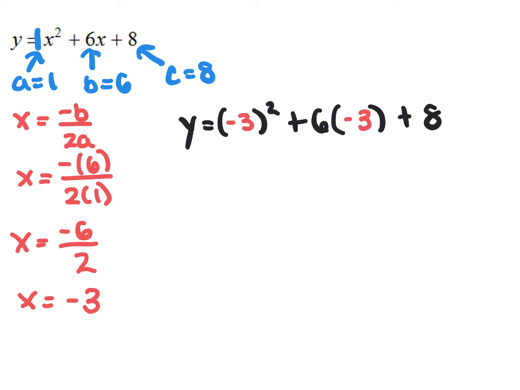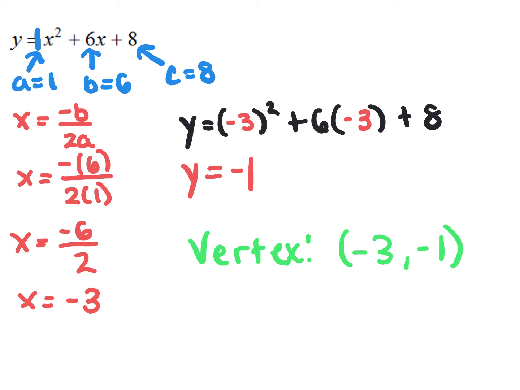And now if I plug this entire expression into the calculator, you get y equals negative 1. This means that the vertex is negative 3, negative 1.